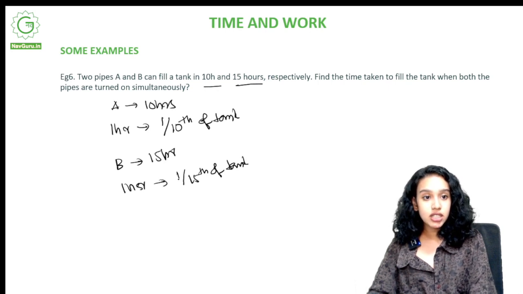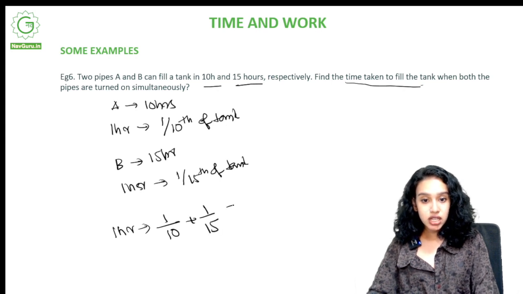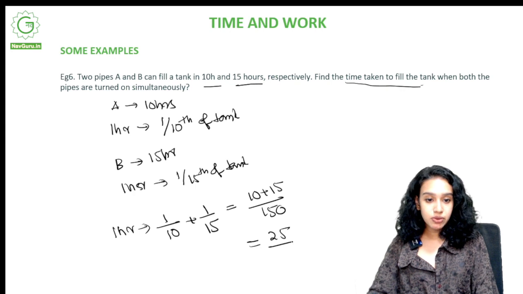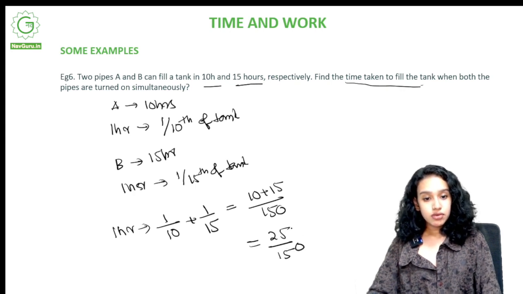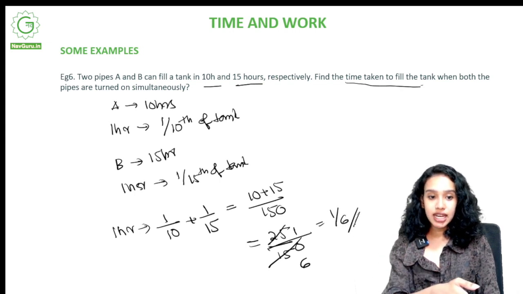Now find the time taken to fill the tank when both the pipes are turned on simultaneously. So here we have to find the time taken to fill the tank. So in 1 hour, let's see how much part is completed. So in 1 hour, we have 1/10 plus 1/15 part which is filled. So here we get 10 plus 15 by 150, which is equal to 25 by 150, right? So how many times 25 is 150? We have 4 times 25 is 100, so 6 times. So in 1 hour, 1/6 of the tank is filled, right?